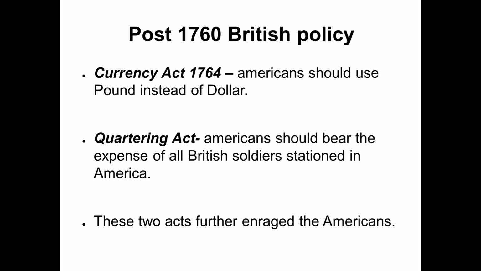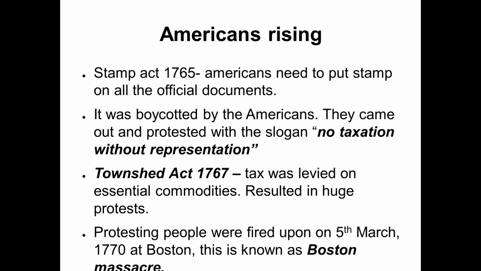Then the Stamp Act was passed in 1765. Americans needed to put a stamp on all official documents. This increased their cost, and it was boycotted by the Americans. And then emerged the famous slogan, which later became a war cry: no taxation without representation. See, this is what happens whenever there is a call for revolution. The first thing the revolutionaries want is to be a part of the ruling part. We also, you see, India.